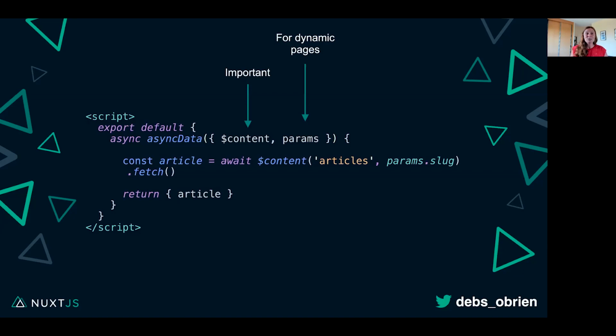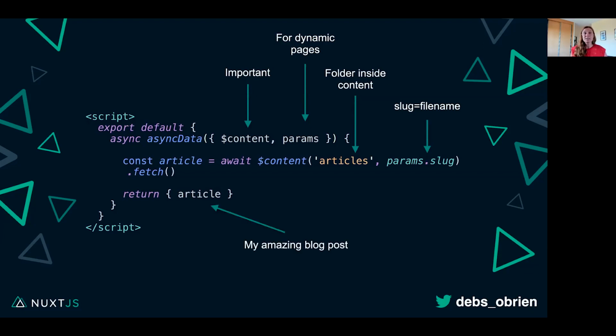Articles, because I named the folder articles, right? That's the name of the folder. You could have called it blog post. You could have called it post. You could have called it whatever you want. And then I'm using params.slug because that's the file name. That's the name of my Vue file, the slug. And then I'm using fetch, and I'm returning article.